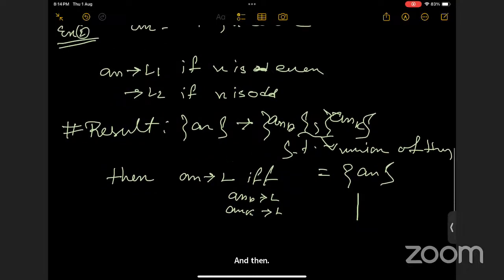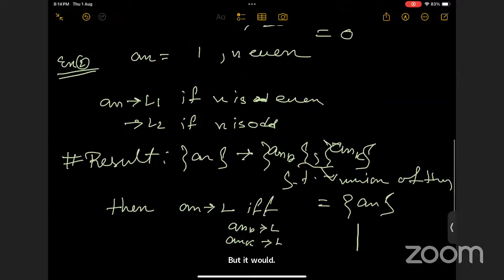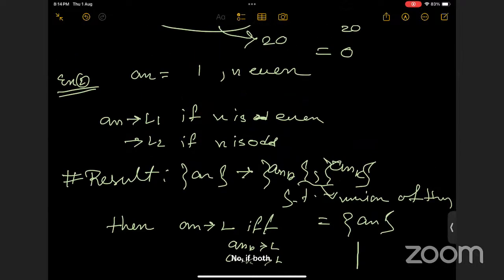In this case, if n tends to infinity and a_n goes to L, then automatically the even part and the odd part, everything will go to L. If both subsets go to the same limit, then it converges. Otherwise, we don't know.